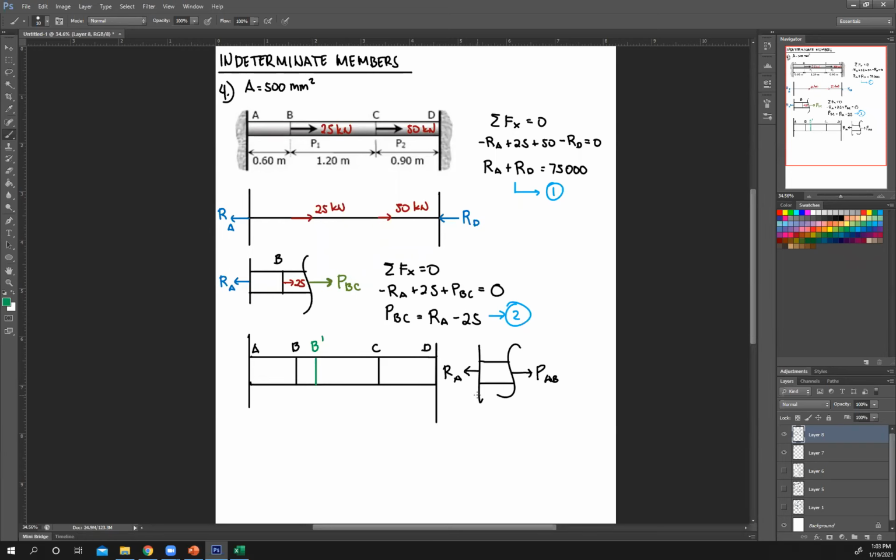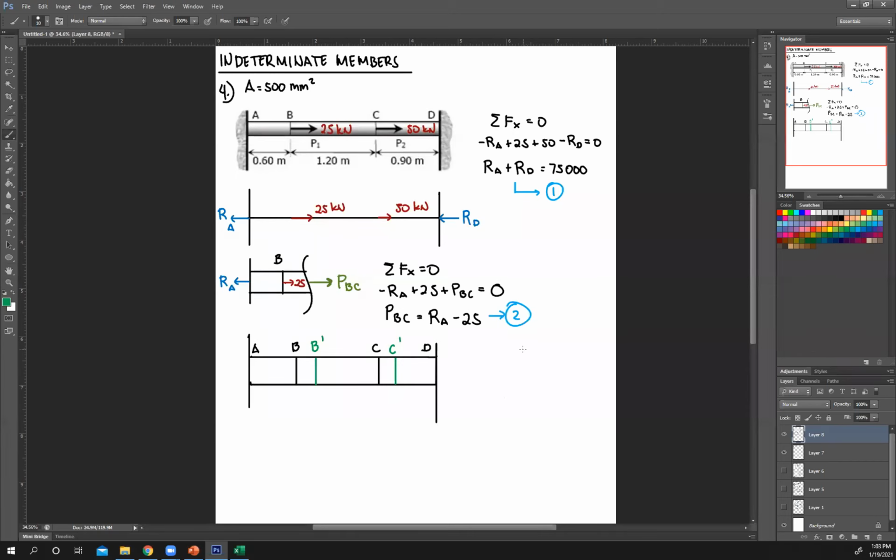Now do the same for BC and CD. BC, I've already done that. It's this direction away from the member. So BC is also going to elongate. Okay? There. And then do the same for the last segment CD.